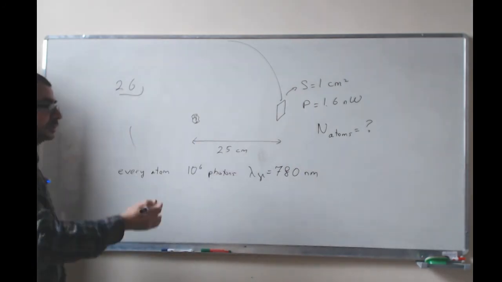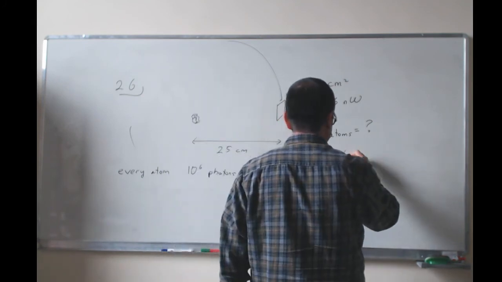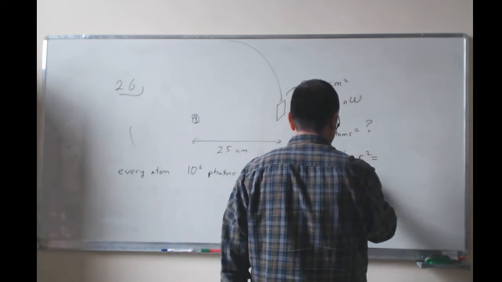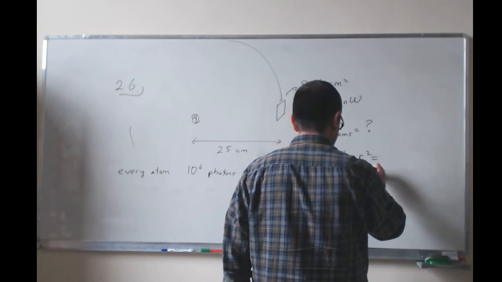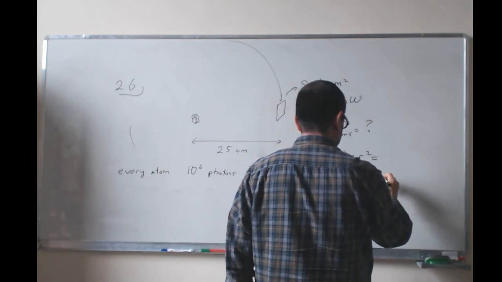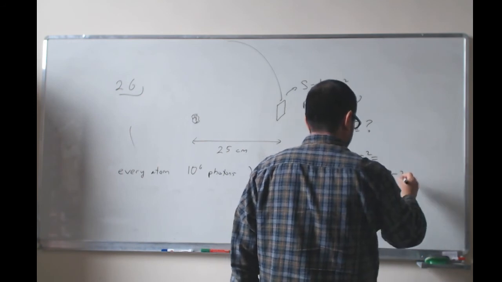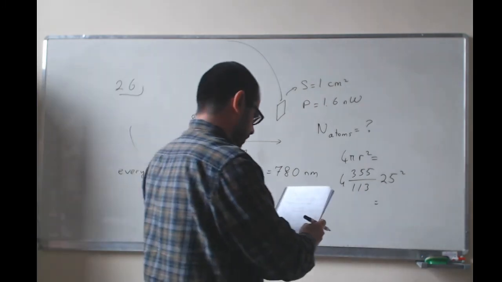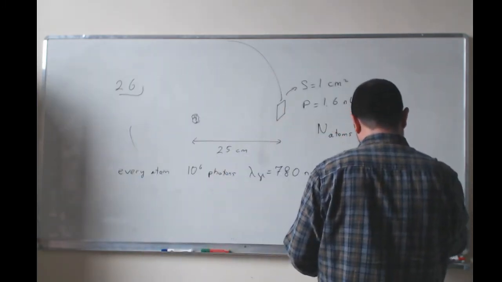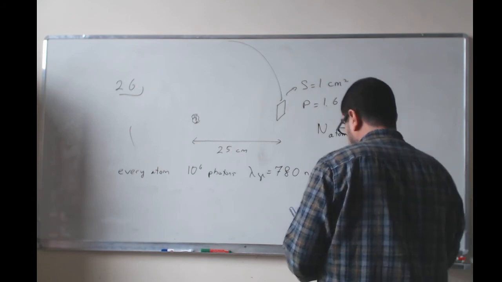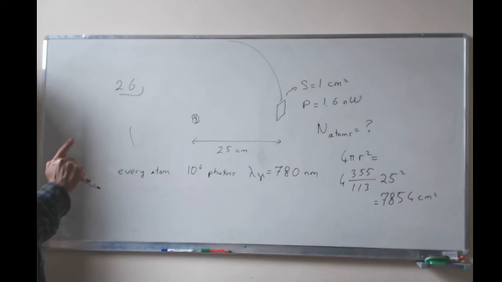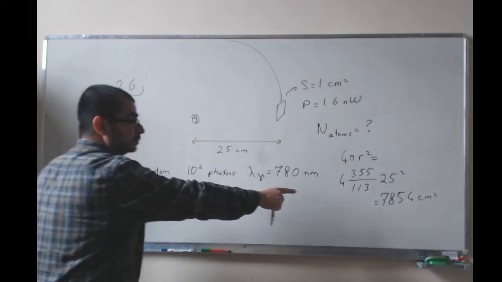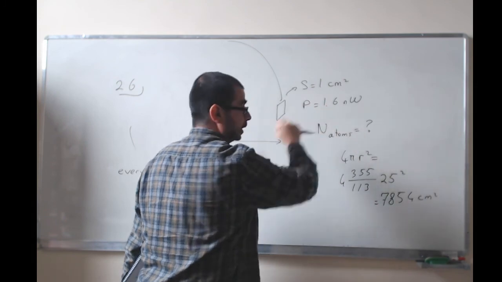Right, so what is the surface area of this sphere? It's going to be 4 pi r squared, and that is 4 times 355 by 113 times 25 squared. It is going to be, I think I calculated this, 7,854 centimeters squared. Right? So we are seeing only the power through only 1 centimeter squared. So the actual power that is emitted from this trap is 7,854 times the power that we are actually seeing. Right?